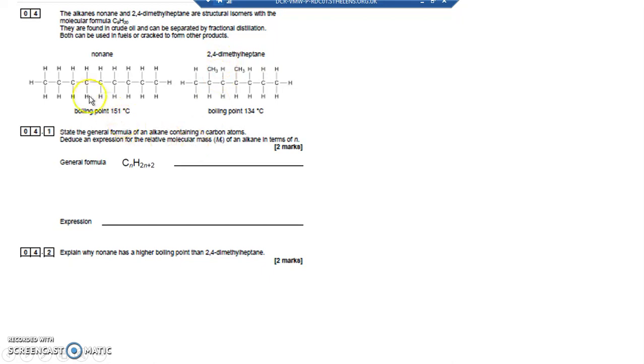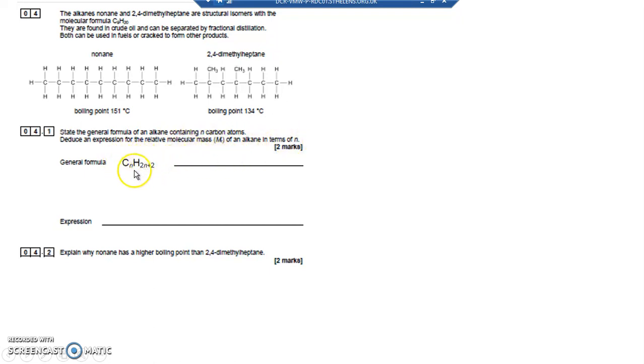If you want to check that, 1, 2, 3, 4, 5, 6, 7, 8, 9 carbons in nonane, and 1, 2, 3 up to 20 hydrogens. So you've taken the 9, multiplied by 2 to make 18, and added 2 to get the number of hydrogens, which is 20. So CnH2n+2. Deduce an expression for the relative molecular mass of an alkane in terms of n.